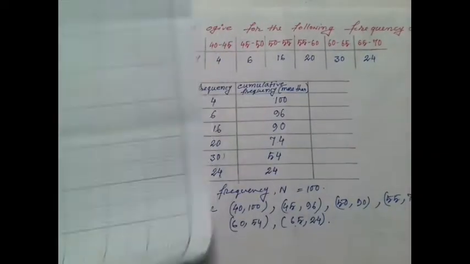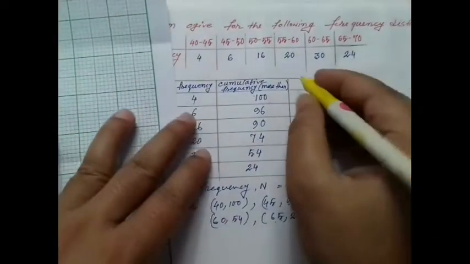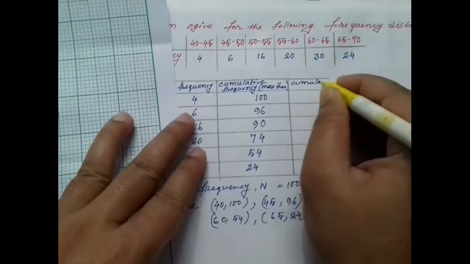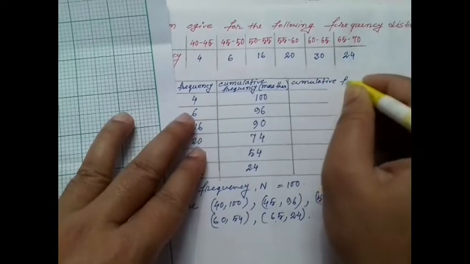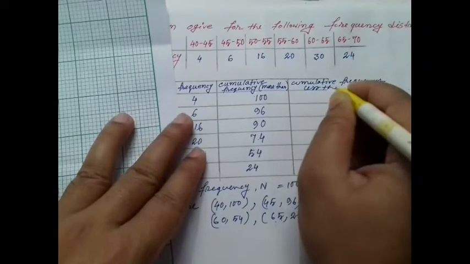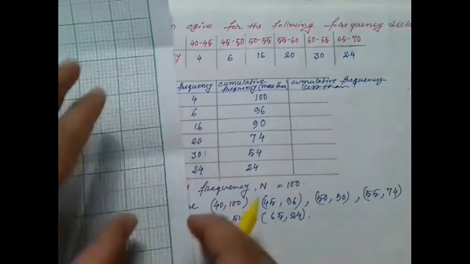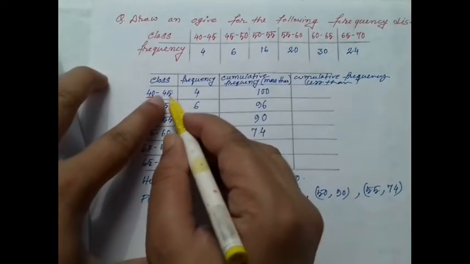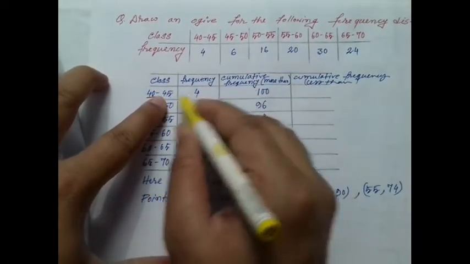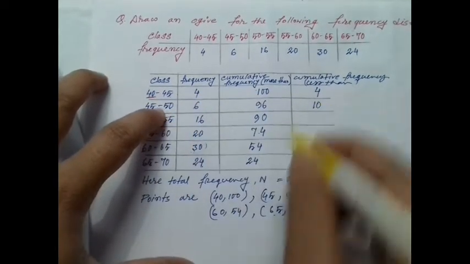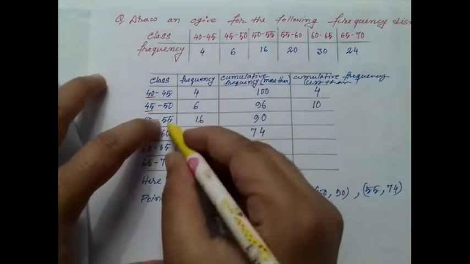Here in the same table I am now writing cumulative frequency, less than type. Okay, to get the less than type cumulative frequency, we should use the upper limit. 45: how many values are less than 45? That is 4. How many values are less than 50? That is 4 plus 6, 10. How many values are less than 55?